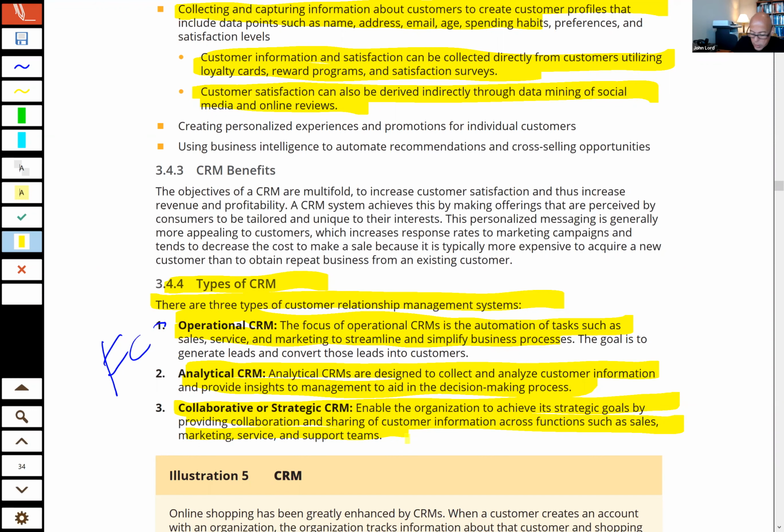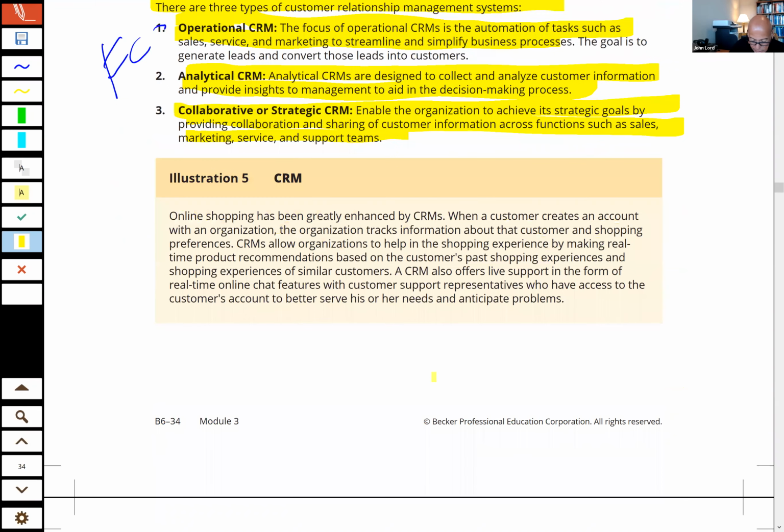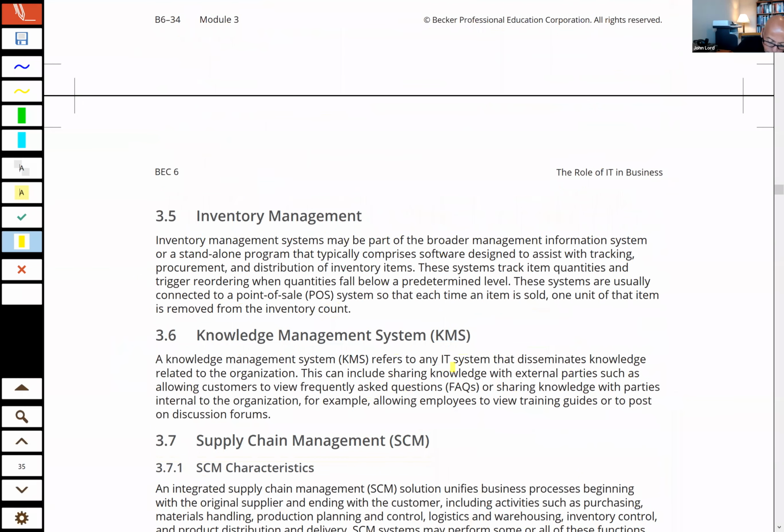Okay, good. You can flashcard those. And then let's take a look at inventory management. Okay, and what inventory management allows is to track items, quantities, and trigger reordering when quantities fall below a predetermined level. These systems are usually connected to a point of sale system. So each time there's a sale, it's removed from the inventory account.